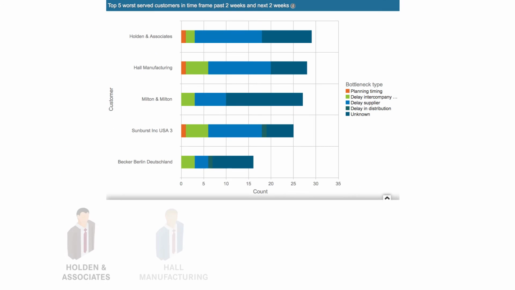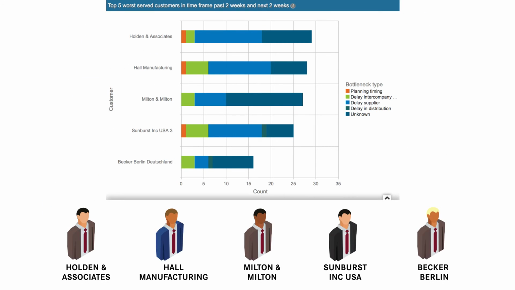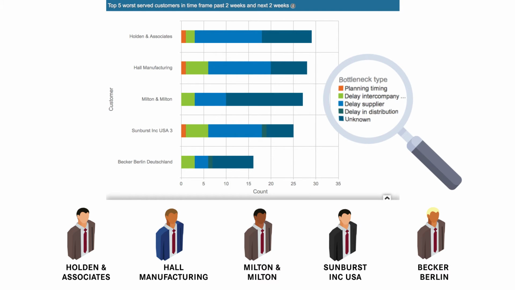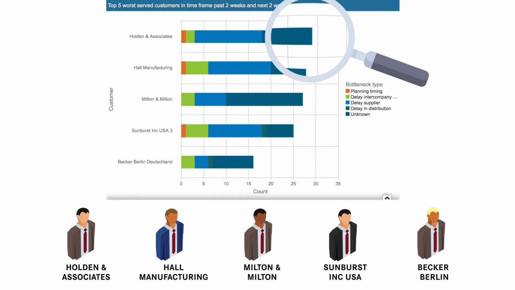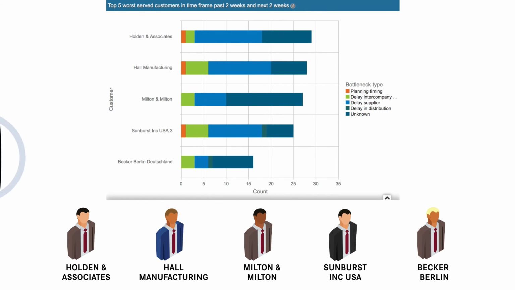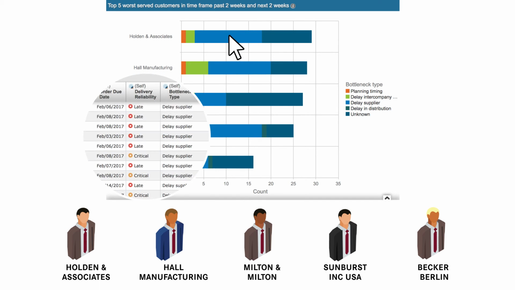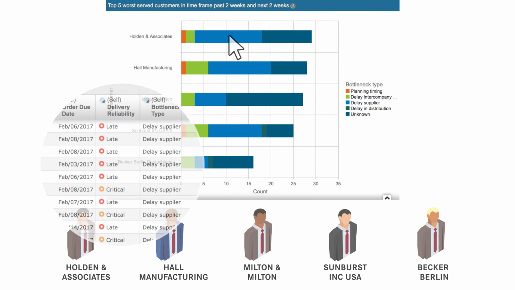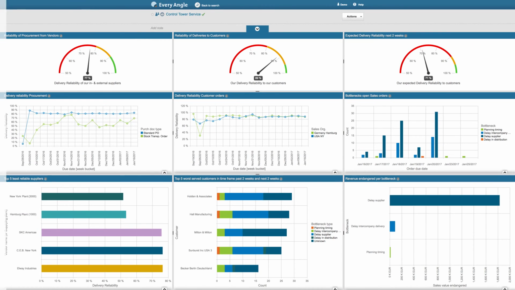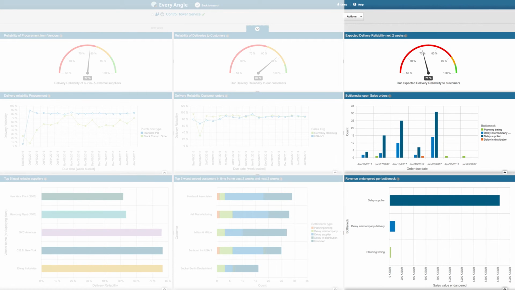This chart shows the 5 most poorly serviced customers in the last 2 weeks, and the next 2 weeks by reason. Holden & Associates is going to have nearly 30 orders impacted. We need to act quickly. Just like all other overviews, a single click allows you to drill down further to understand the reasons why they're late. The final column goes beyond reporting into predictive analysis.